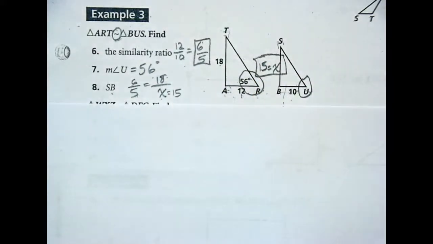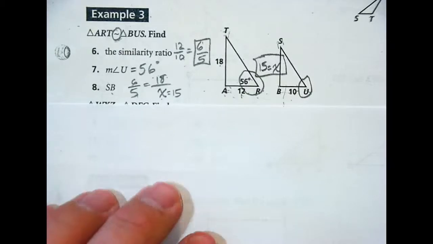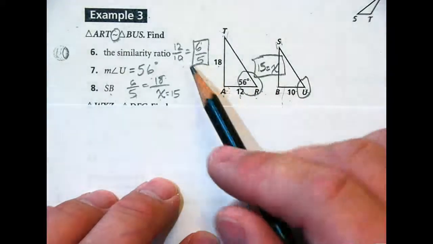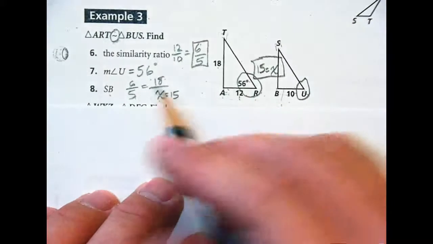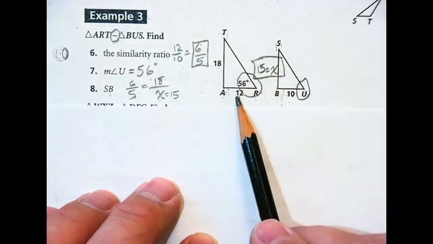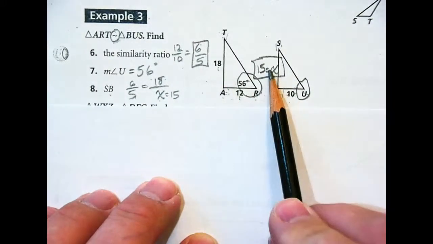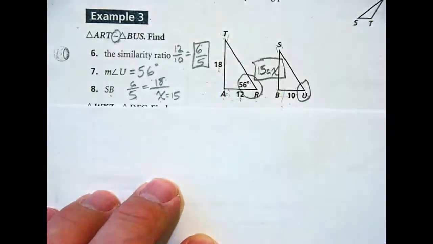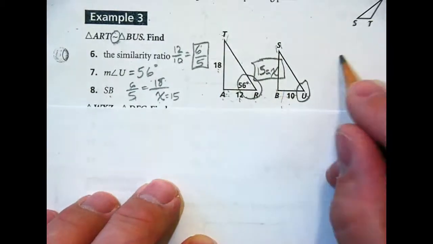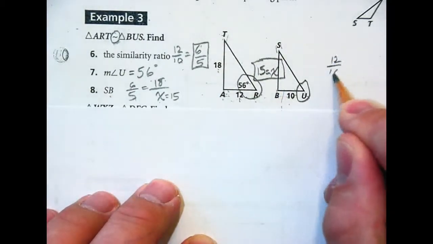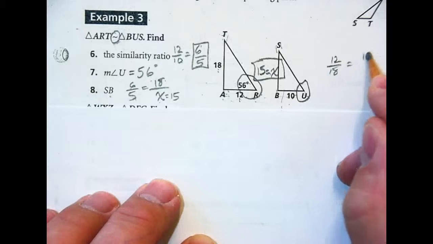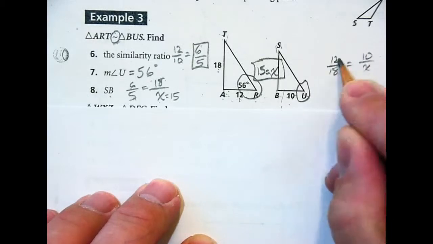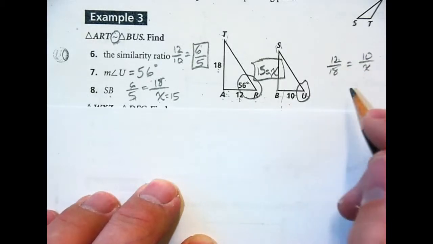So does it make a difference if the 12 and the 18 are across from each other or on top of each other? No, it wouldn't. So if you wanted to write it as 12 over 18 equals 10 over x, that would be fine as well. Yeah, that's what I got, but I didn't get the right ratio. So you should have 12x equals 180.